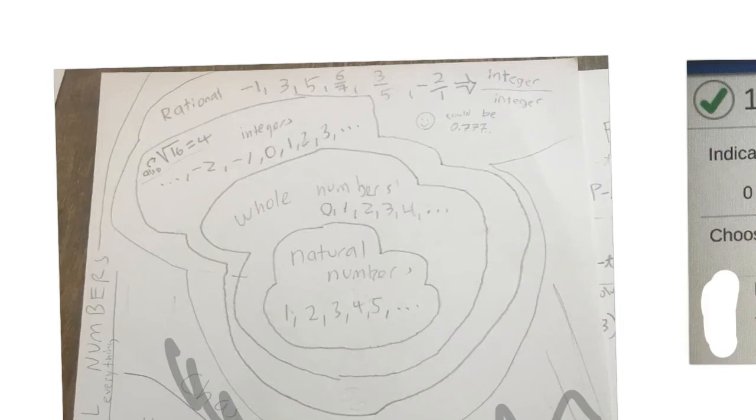Now, an example of that would be 3 over 5. That's an integer over another integer. Another example would be negative 2 over 1, right? Another example would be 6 over 7.